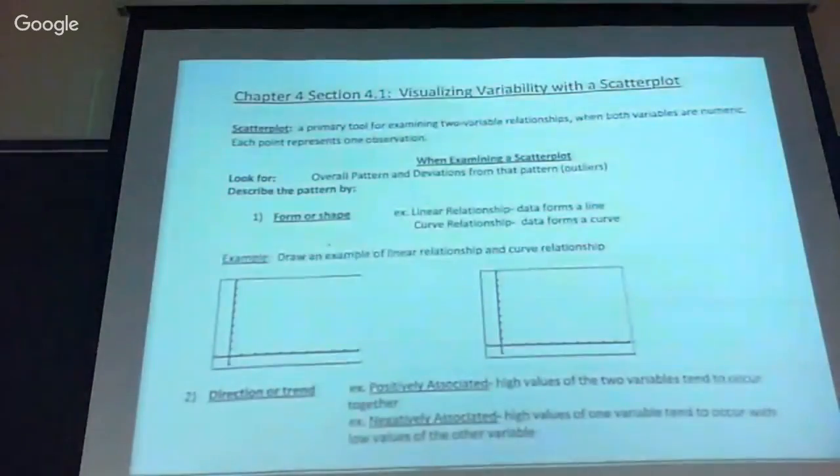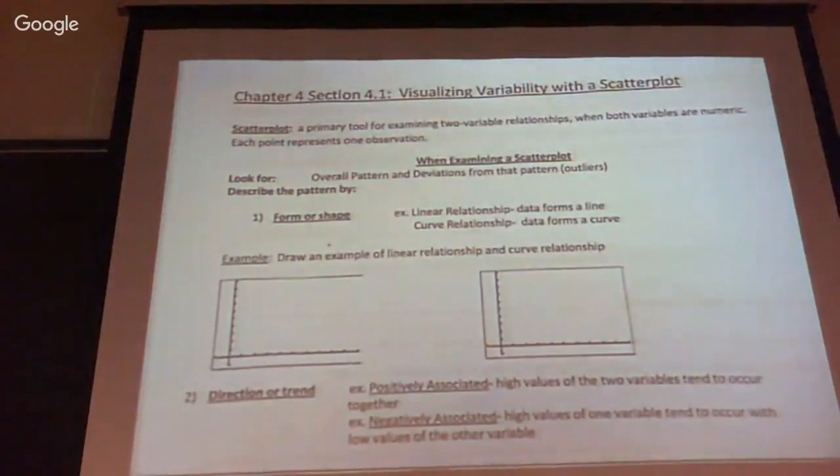All right, so chapter 4, okay? Chapter 4 looks at visualizing variability with a scatter plot. A scatter plot is a tool to look at two variables, two numeric variables, and see if there's a relationship.